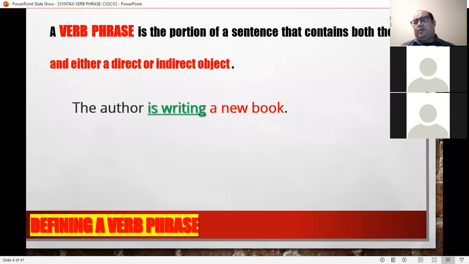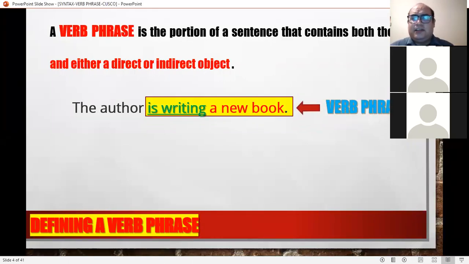Look at the example here. This is a simple sentence: the author is writing a new book. Here, is writing is the verb, and a new book is the object, all right? Notice the composition of the verb phrase, is writing a new book. First you have the verb, that is writing. Here you have two verbs, one auxiliary and the other the main verb. And then we have an object. So you can notice clearly the composition of a verb phrase: the verb, that is the head, and then an object.